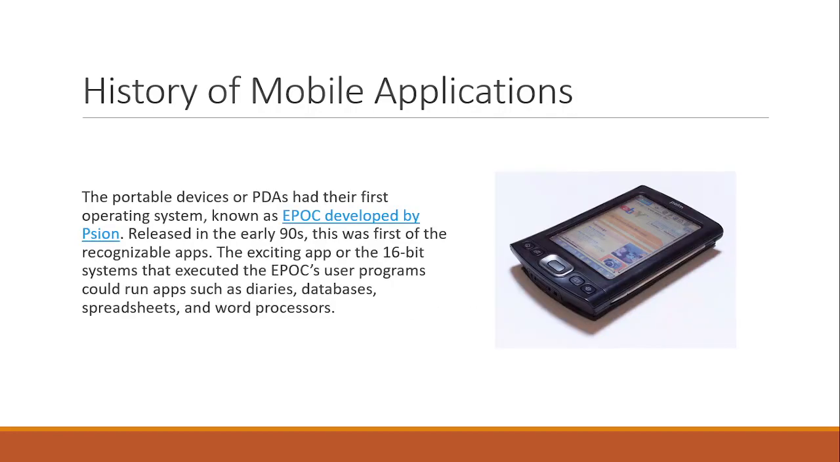Okay, so let's proceed to the next device. The portable device or PDA had the first operating system known as the EPOC, developed by Psion. Released in the early 90s, this was the first of the recognizable apps. The 16-bit systems that were executed in the EPOC's user programs could run apps such as diaries, database, spreadsheets, and word processors. So it was simple, but it is still considered mobile.